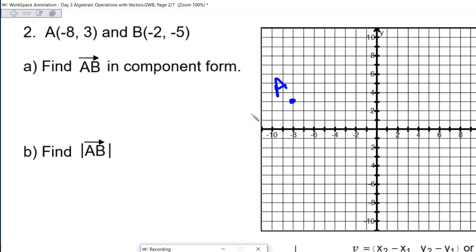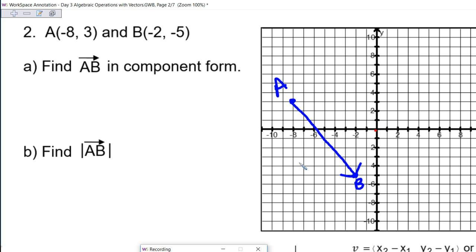And point B is at negative 2, negative 5. Now again, with vectors, the first letter listed is your initial point. So the initial point is A, the terminal point is B. Now, to find the component form, that means the initial point has to be moved to the origin. So the point that's at A needs to be moved to the origin.